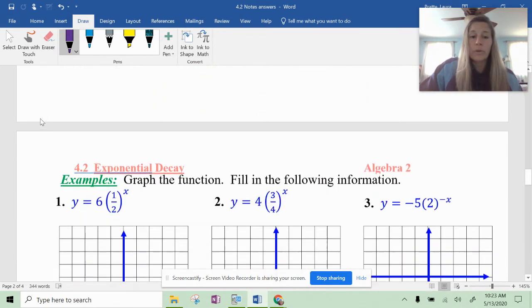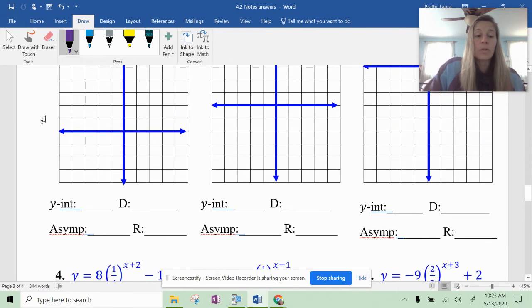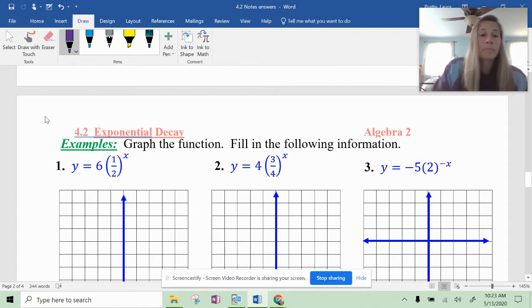we're going to do the same thing with these graphs, but we're also going to review filling in that information as far as the y-intercept, the domain, the range, the asymptote. We didn't do that too much on the first 3, just to kind of review how to graph, but we're going to kind of review that a little bit more now.